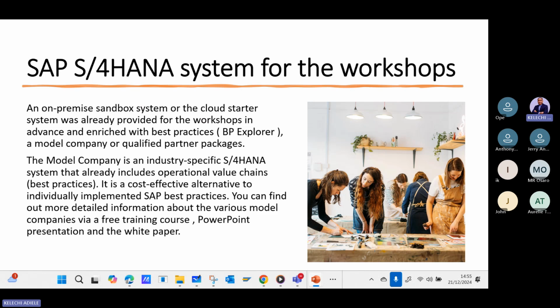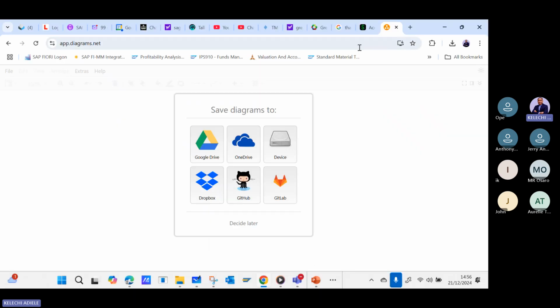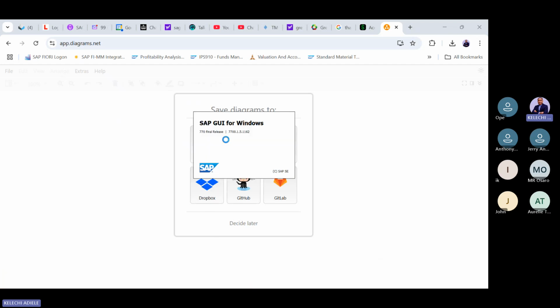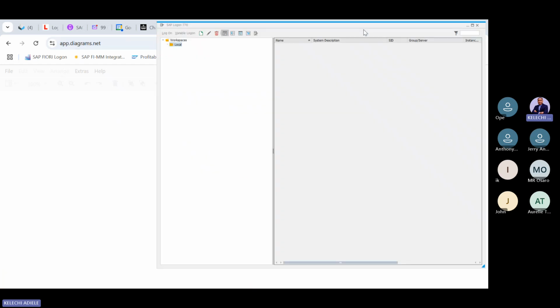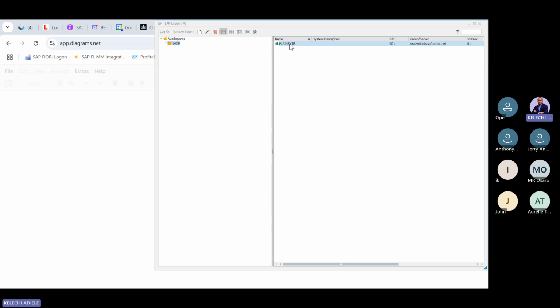For this to work, users have to have a sandbox system, like a demo system they're going to be using to play around with. And that demo system will have a model company, just like we have here. I want to show you SAP, but let me see if I can do that. Let's see if I can log in very quickly, because some of us have not seen it before.